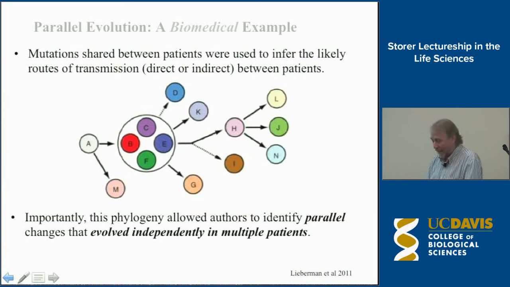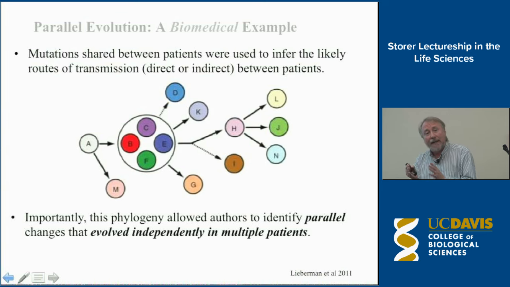So the first thing they had to do was to construct a phylogenetic tree of this outbreak to trace the transmission history. And so they constructed this phylogeny where this patient, called patient A, the arrows imply which one, A gave it to patient M. A also gave it to this cluster of patients, but there's not enough signal in the genomic data to say, did C give it to E? So they put a big circle around these four patients. One or more of these patients then gave it to patient D, to patient K, to patient I, G. H gave it to L, J, and N.